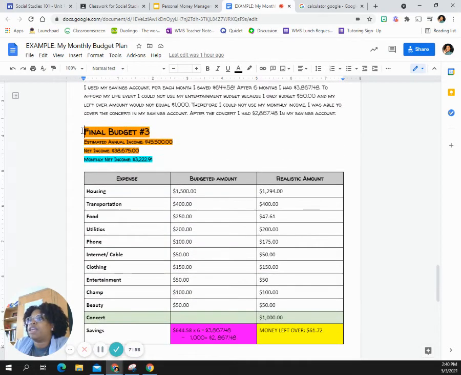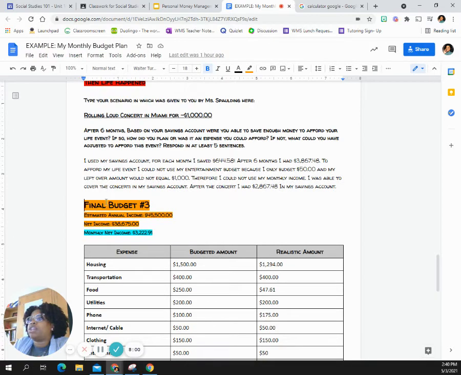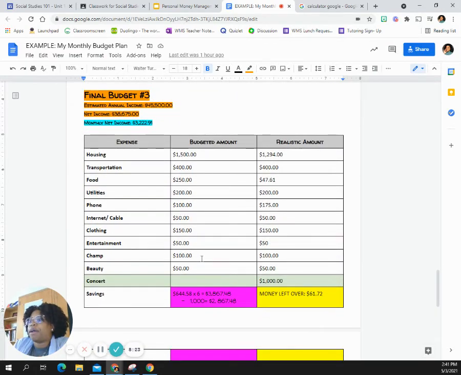All right. Change the name of it to final budget number 3. So copy, paste it underneath the life happened, the life event. So copy and paste it down here. Change the title from research budget to final budget number 3. So when I'm referencing budget number 3, you know which one I'm talking about.